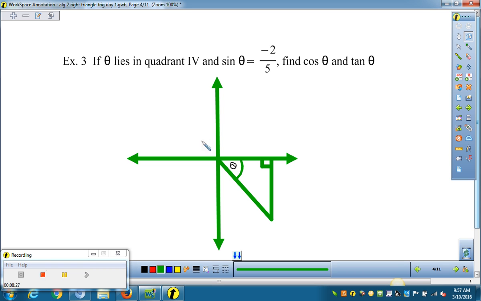All right, so anytime you have to draw the right triangle, you draw it to the horizontal. You do not draw it to the vertical. So we draw theta here, there's our hypotenuse, and then we draw it up to the horizontal. Get this picture into your notes.